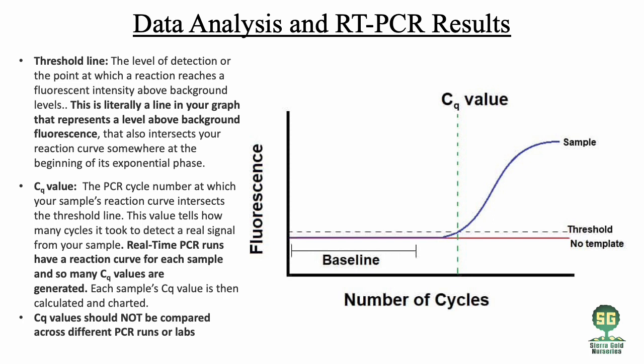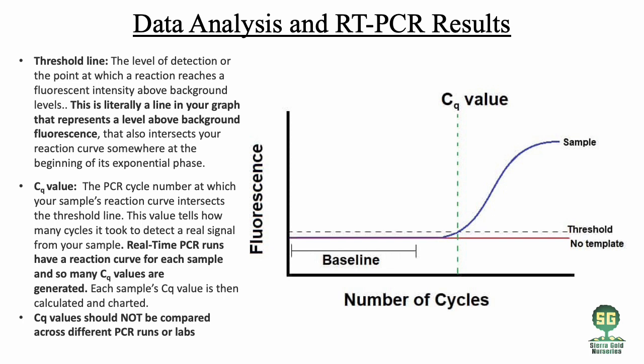And the Cq value is the PCR cycle number at which your sample's reaction curve intersects the threshold line. This value tells how many cycles it took to detect a real signal from your sample. Real-time PCR runs have a reaction curve for each sample, and so many Cq values are generated. Each sample's Cq value is then calculated and charted. Another really important thing to think about with Cq values is they should not be compared across different PCR runs or labs. Cq values are inverse to the amount of target nucleic acid that is in your sample and correlate to the number of target copies in your sample.